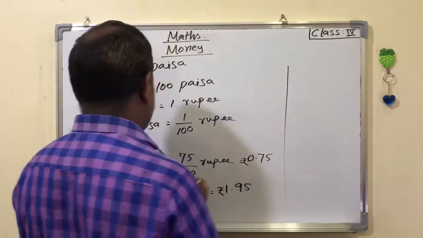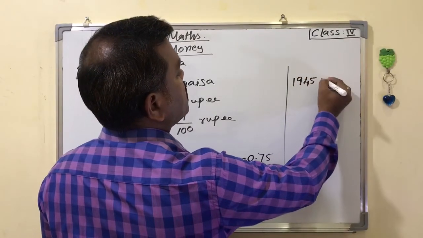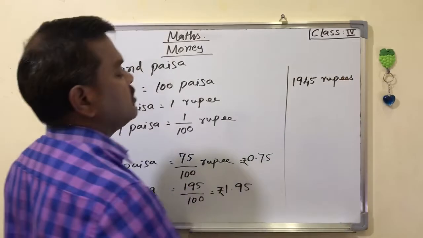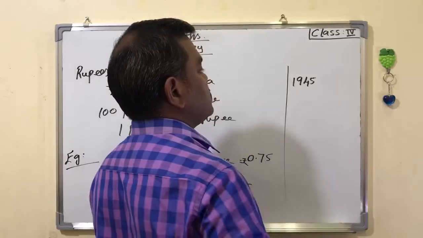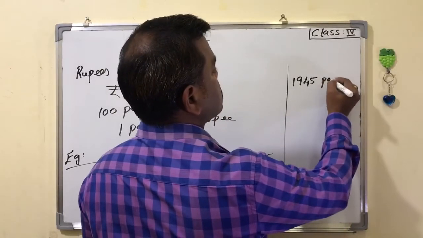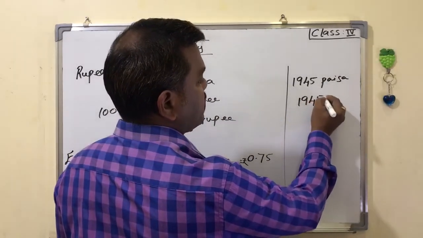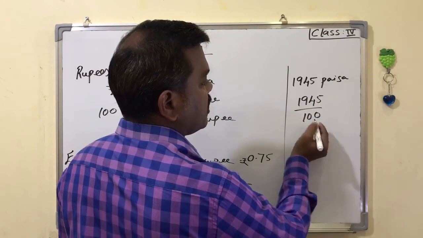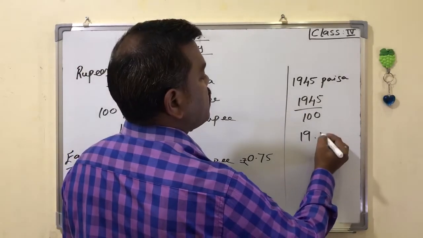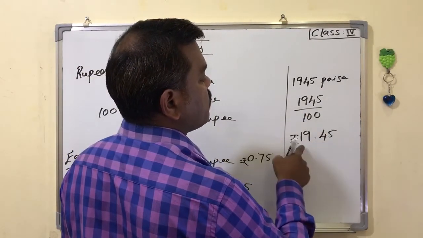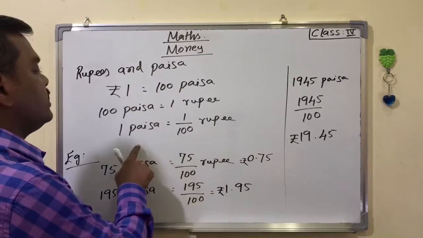For example, convert 1945 paisa into rupees. So what is our procedure? 1945 divided by 100. How many zeros? 2 zeros. So you have to move the point 2 decimal places to the left side. The point will come here: 19.45 rupees. This 19 is rupees, 45 is paisa. So this is the way you have to convert paisa to rupees.